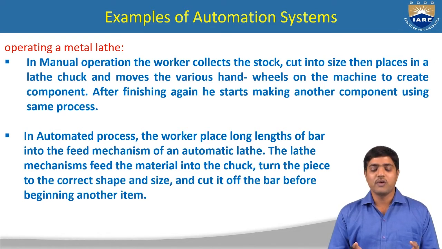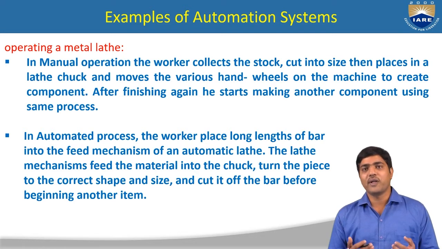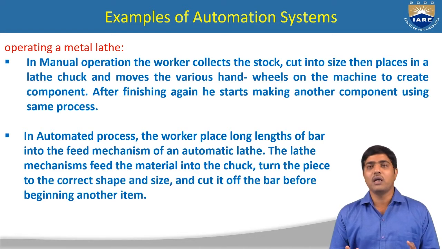Suppose you take the operating of a metal lathe. Here we can see how it takes place if it is performed by a human being, and how it takes place if it is done by an automated process. First, if you operate this metal lathe as a human being, the aim is to make some components. If you want to make a component, first of all you require some material.